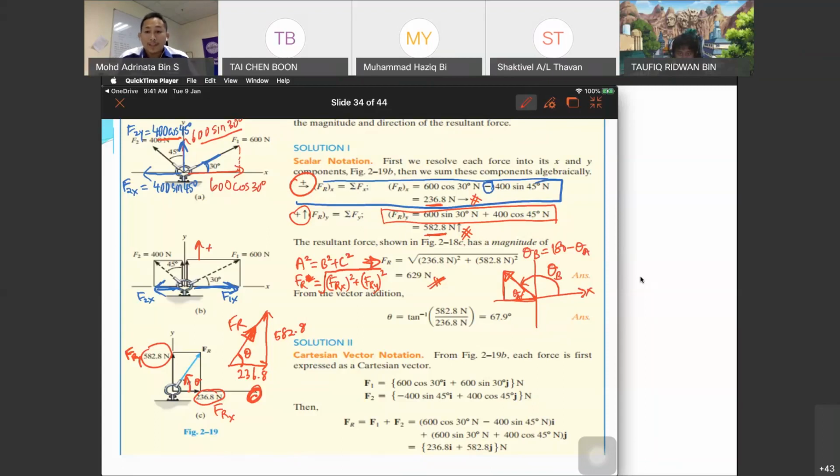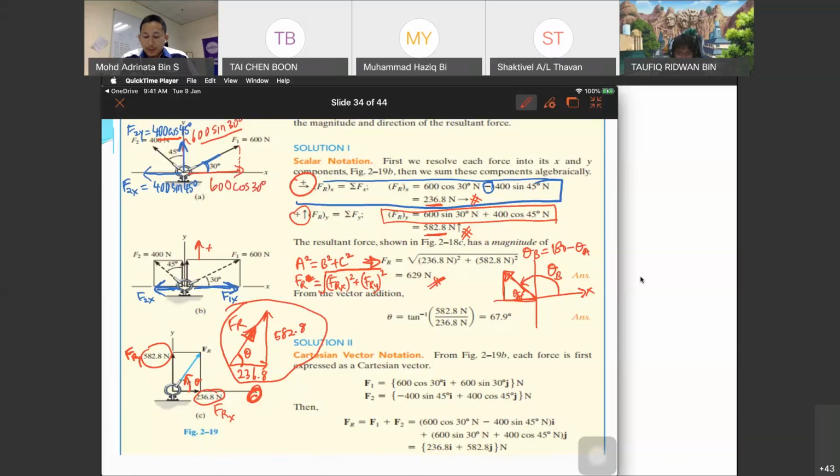Okay, if the answer is from X direction, okay. If not, you need to draw this one. Otherwise, your marks will be deducted because I don't know which theta from where.